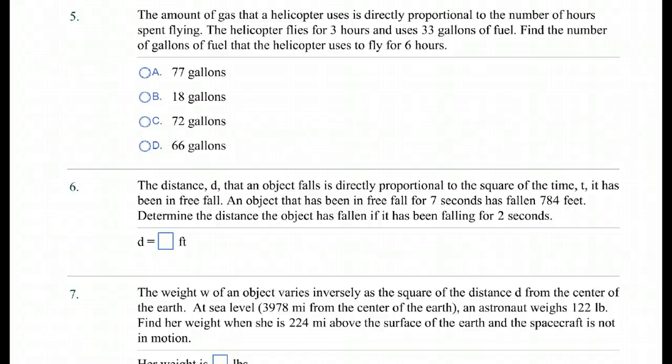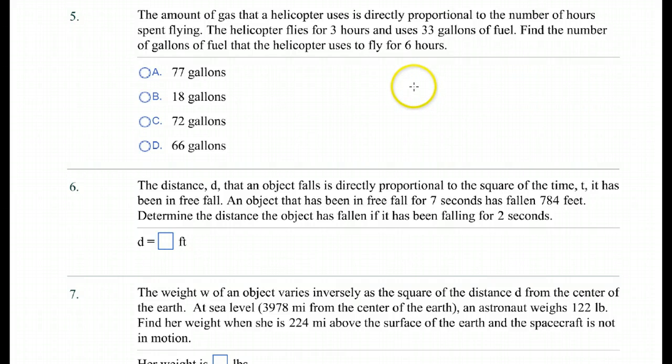In this screencast, I'm going to do two examples from section 3.7 homework from Blitzer's textbook in MyMathLab. Here's the fifth one. Okay, this one is a variation problem. It says the amount of gas that a helicopter uses is directly proportional to the number of hours spent flying. Okay, it seems pretty reasonable.